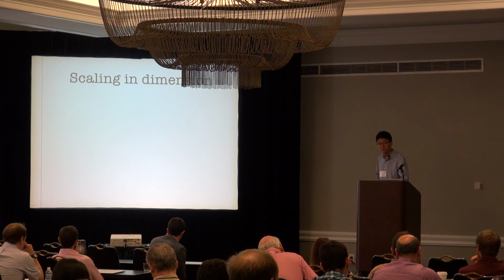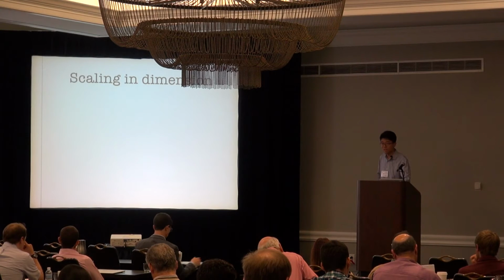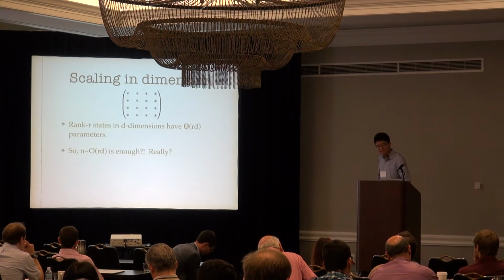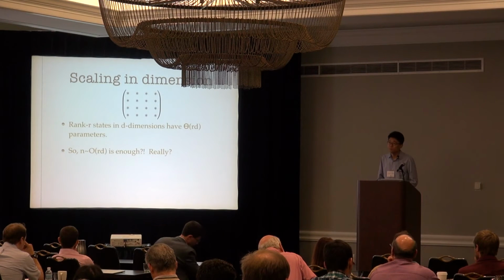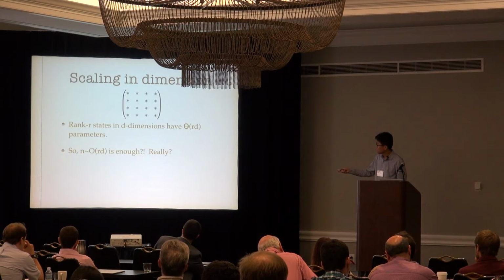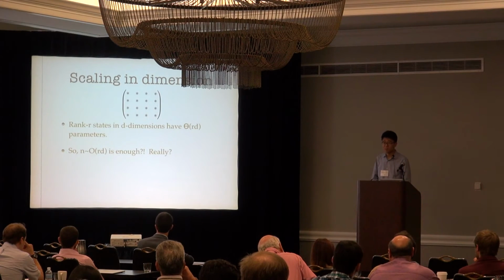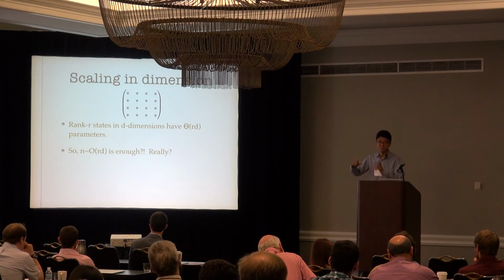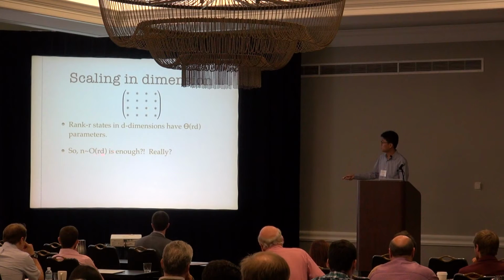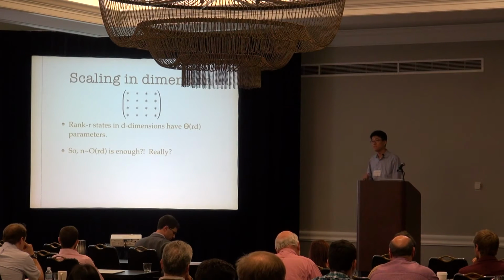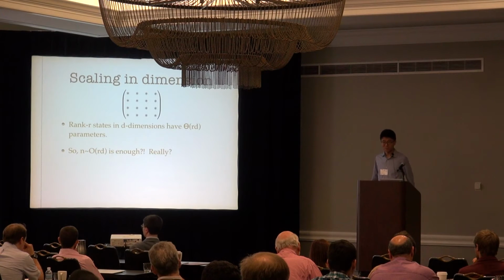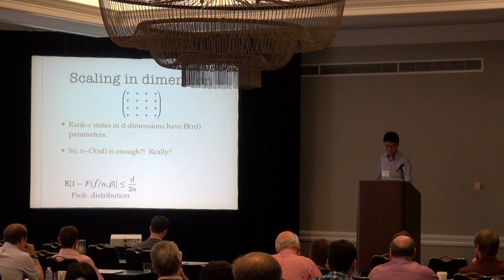Okay, what about the number of copies scaling in the number of parameters? Well, the quantum state is a d by d matrix, and if you're guaranteed that you have rank R, then there are roughly R times d parameters, because the matrix is a rectangle. So it's conjectured that that number of copies should be enough for fixed accuracy. But is that really true? It was unknown. So we answer that question.